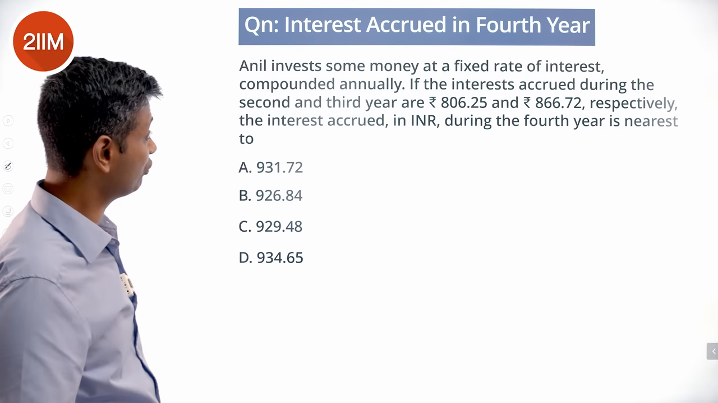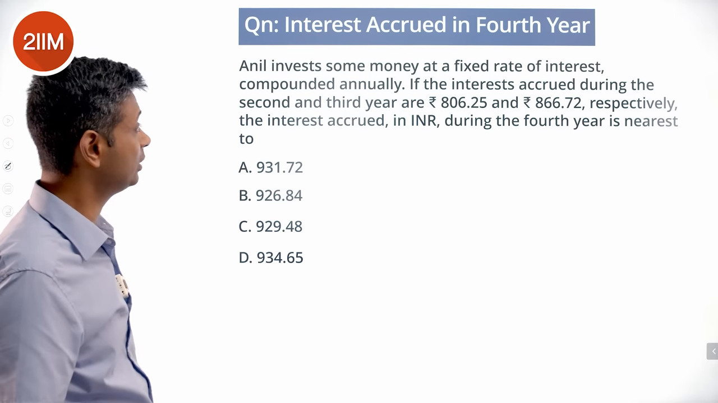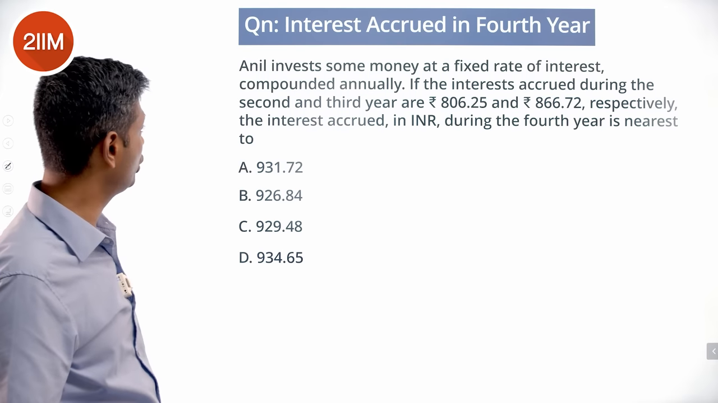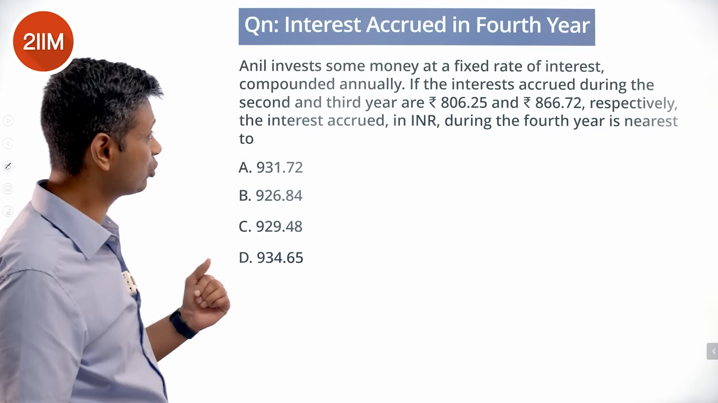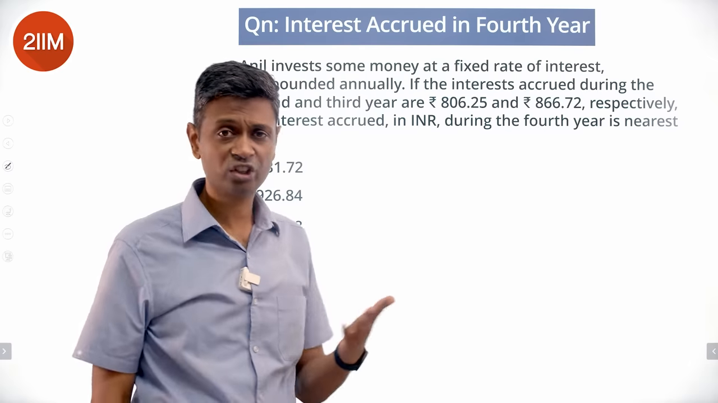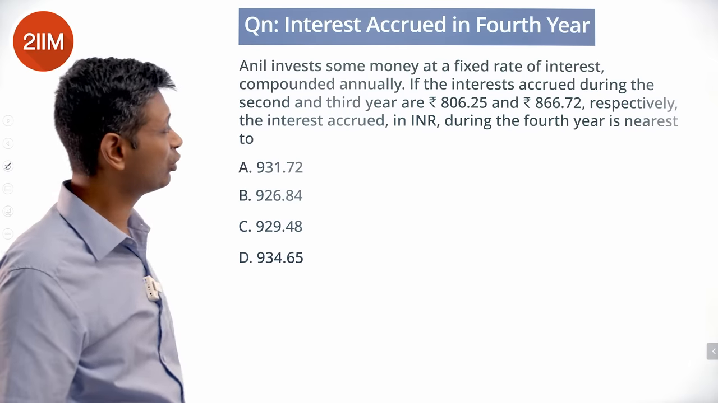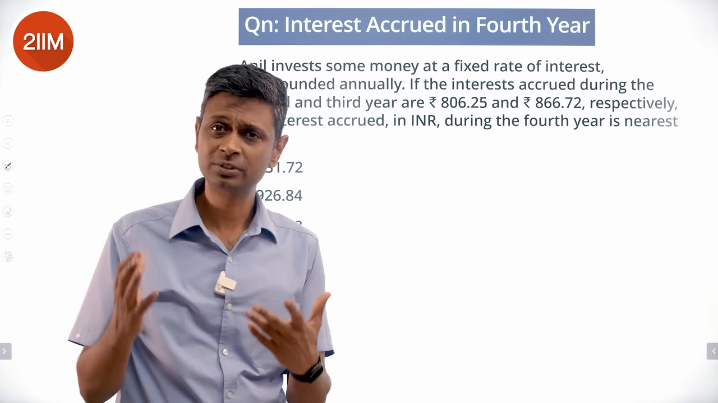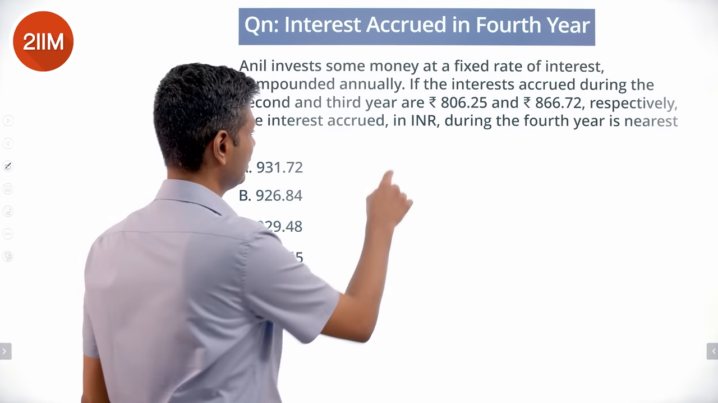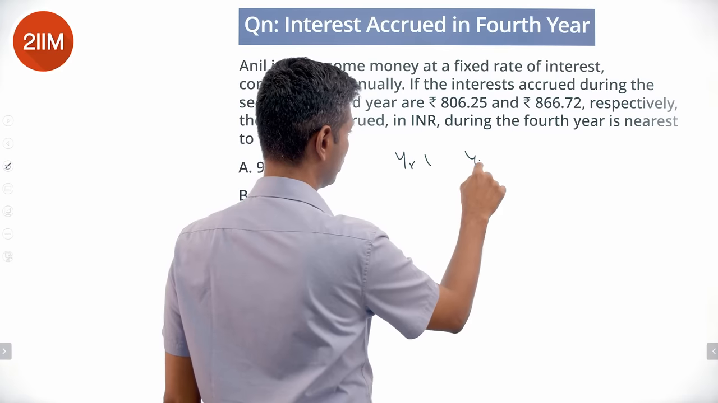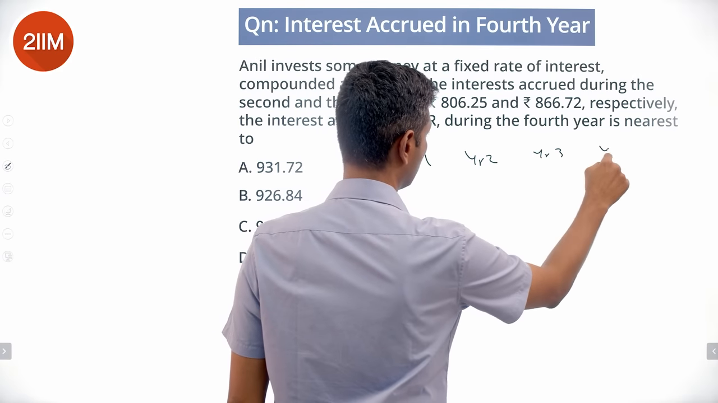Anil invests some money at a fixed rate of interest compounded annually. If the interest accrued during the second and third years are 806.25 and 866.72 respectively, the interest accrued in INR during the fourth year is nearest to. Very nice, juicy question. Let's say year 1, year 2, year 3, year 4.